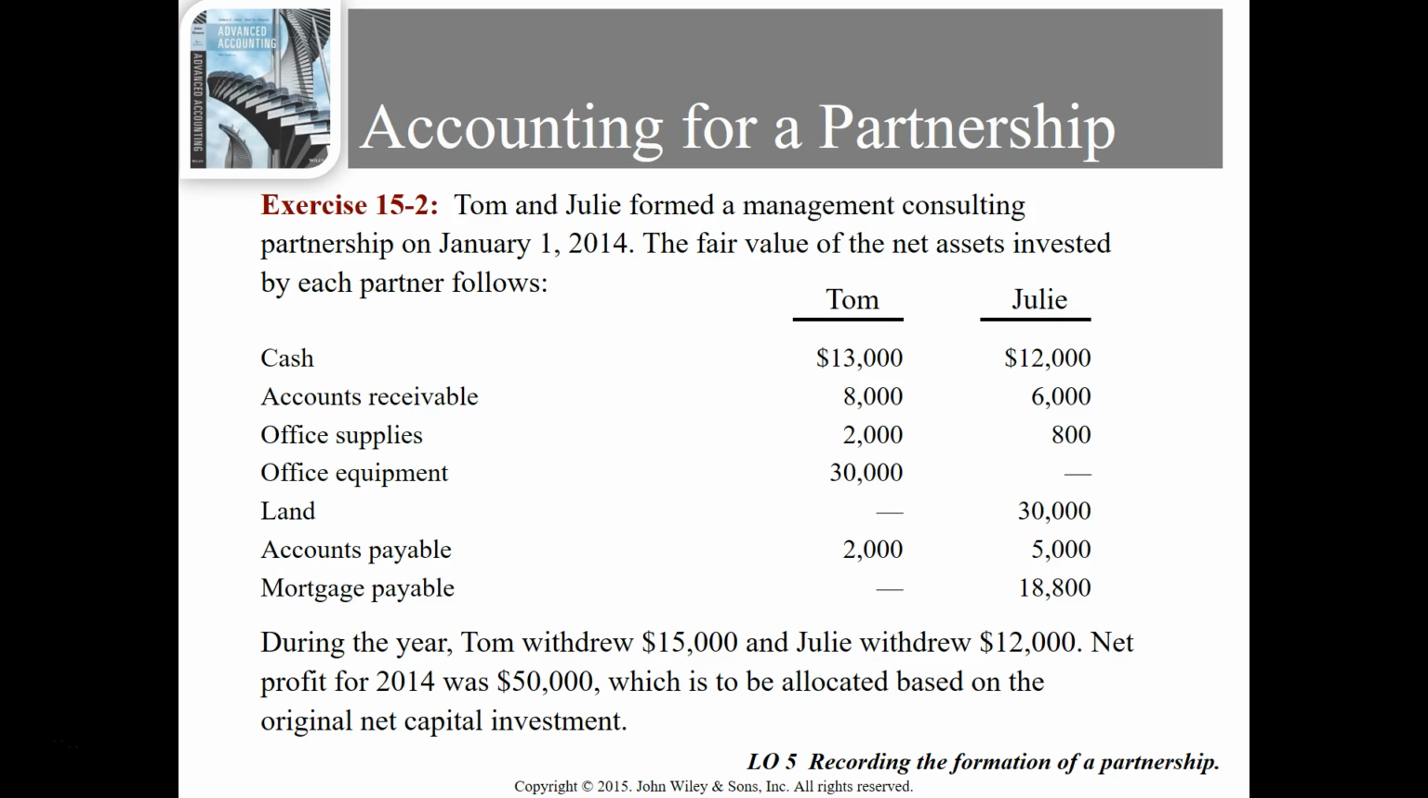Let's take a look at this first exercise here, where these two people form a management consulting partnership on 1/1/14. The fair value of the net assets invested by each partner are as follows. Now, during the year, Tom withdrew $15,000, Julie withdrew $12,000. Net profit $50,000, which is to be allocated based on the original net capital investment.